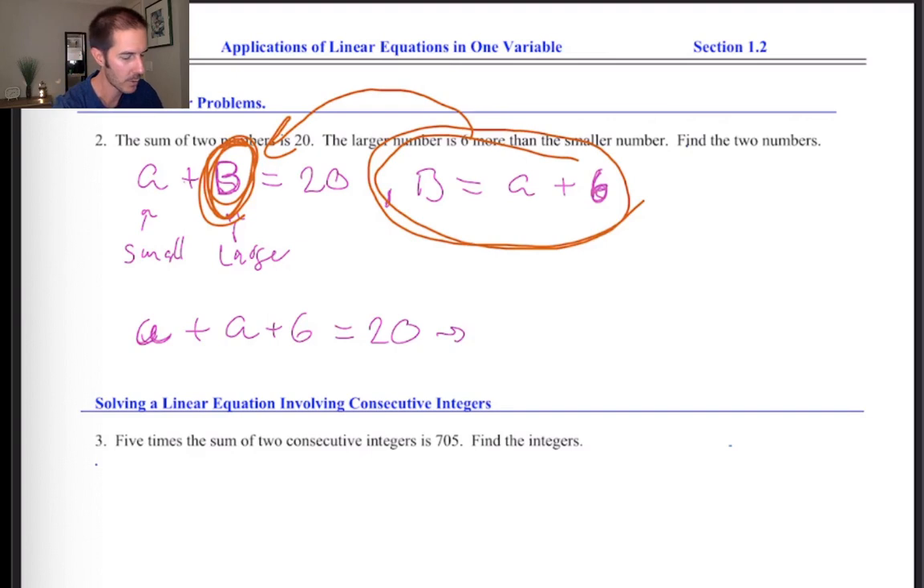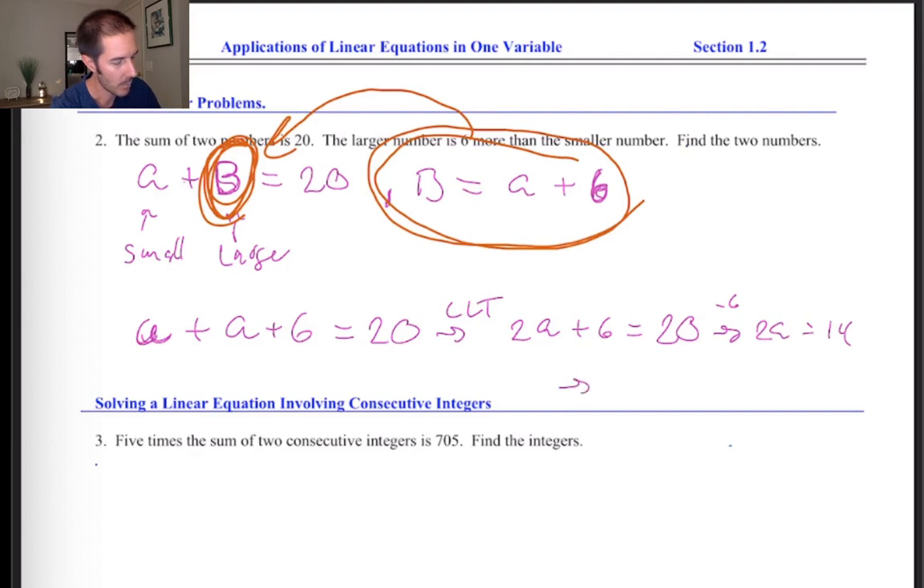I'm going to move my way over to the right here. I'm going to combine like terms as I go. The two a's add together to make 2a. The plus 6 is still there. It's still equal to whatever that was, 20. We'll move to the right even further and then subtract 6 from both sides so that 2a is equal to 14. And then we'll go even further, dividing both sides by 2 to get a lowercase a is equal to 7. That's one of our solutions.